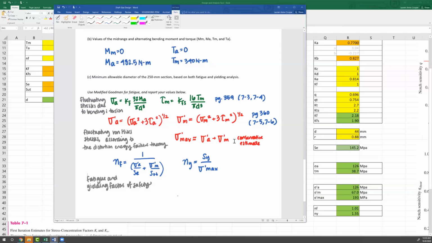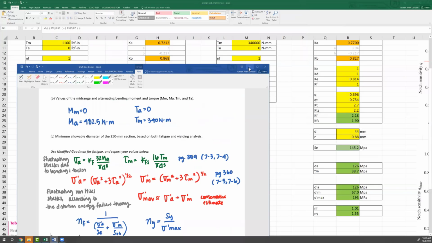All right, so all this goes in your analysis tool, and then that should conclude your shaft design portion of your analysis tool.